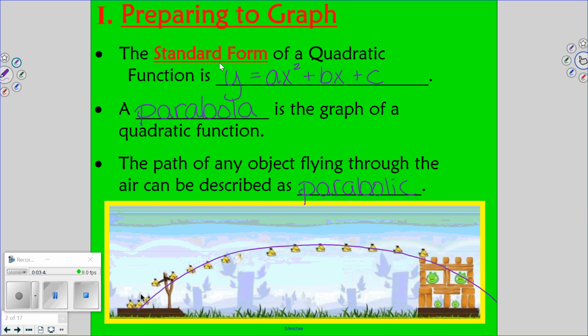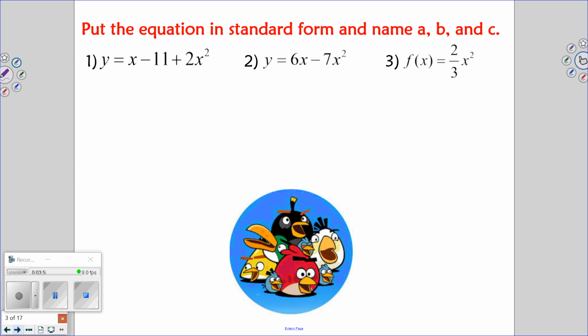All right, but anything flying through the air, though, can be described as parabolic or a parabola. Okay, so it's quadratic. All right, so real quick, let's just go through the basics.